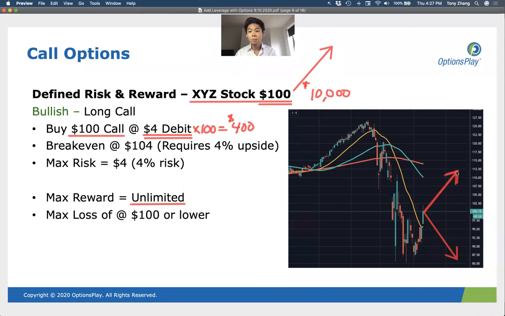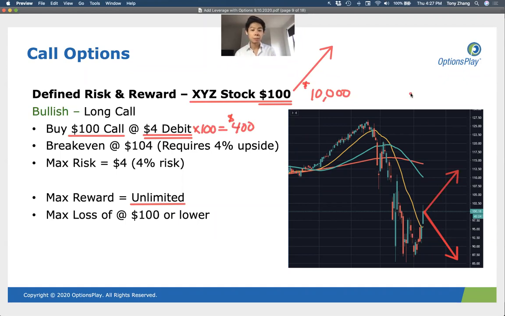But at the same token, if I'm wrong, I'm only risking 4% or $4 on this particular trade. The only trade-off here is that the stock needs to get above 104 in order for this strategy to be profitable.